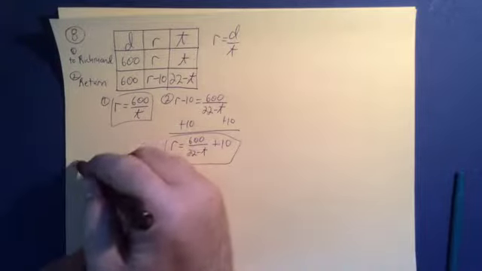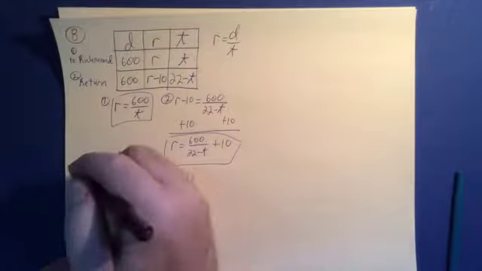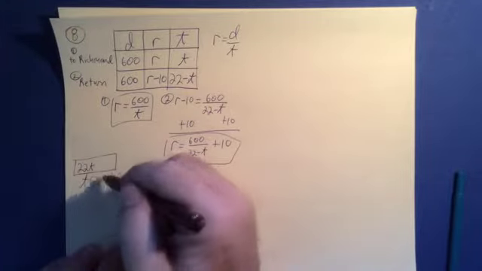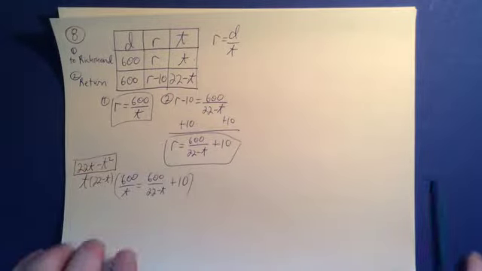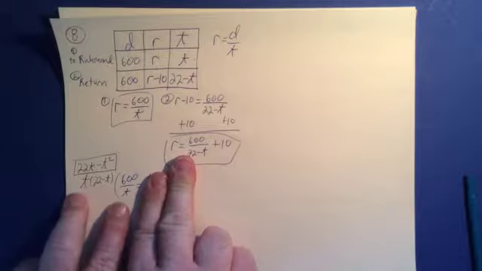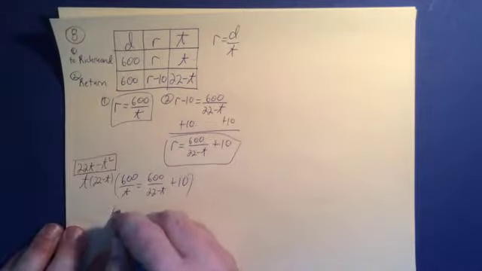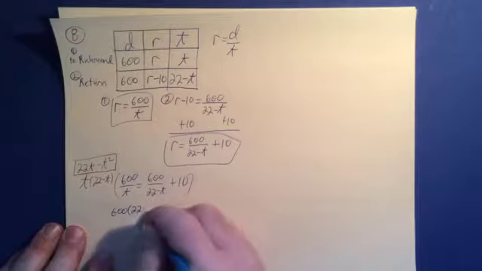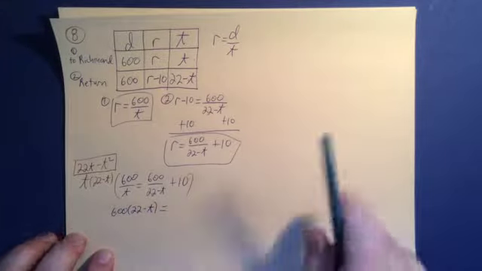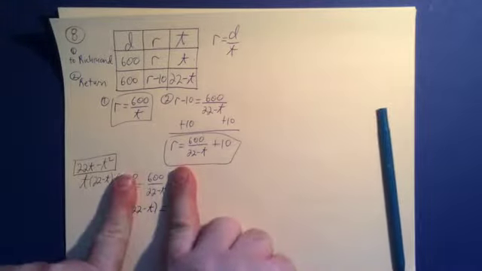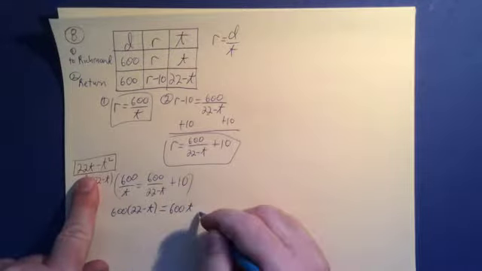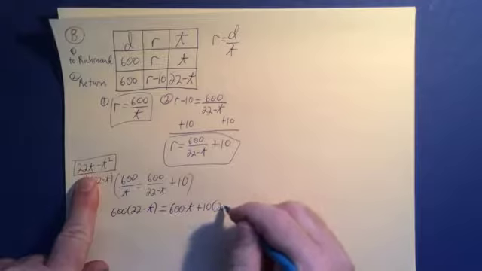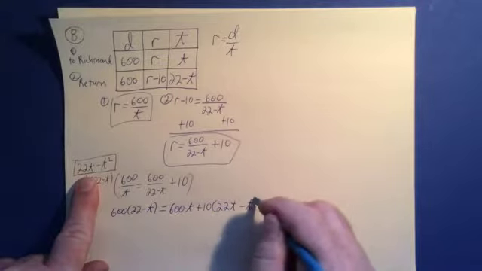So for this one, I'm going to box up here the product of this. This will be t times 22 is 22t. Then t times negative t will be negative t squared. And I'm going to be using that one time here. The t's reduce, leaving me at first with 600 times 22 minus t equals, here the 22 minus t is reduced, giving us 600 times t. And then here, nothing reduces. So I'm going to take the whole thing, which is going to be plus 10 times 22t minus t squared.